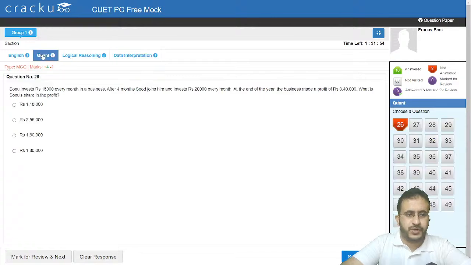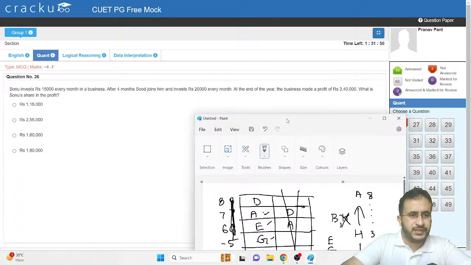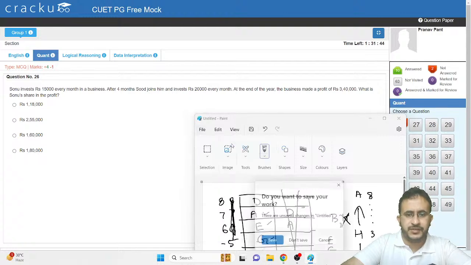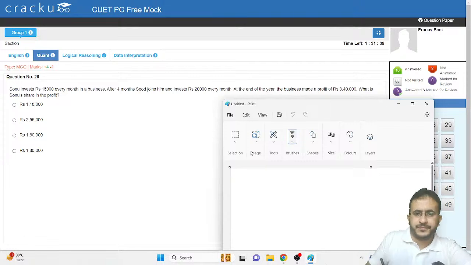Now let's do quant. Okay, Sonu invests 15,000 every month in a business. After 4 months, Sood joins him with 20,000 per month. At the end of the year, the profit is 3,40,000. Okay, so profit is investment into time. The ratio of profit is the ratio of investment into time. So we have Sonu and Sood.